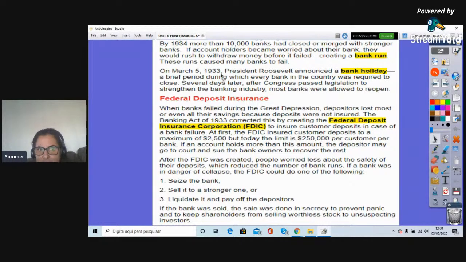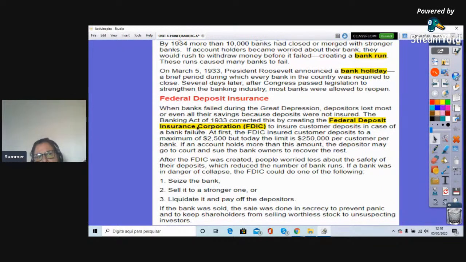On March 5, 1933, President Roosevelt announced a bank holiday. It was a brief period during which every bank in the country was required to close. Several days later, after Congress passed legislation to strengthen the banking industry, most banks were allowed to reopen. When the banks failed during the Great Depression, depositors lost most or even all their savings. Because deposits were not insured, there was no insurance for the money.